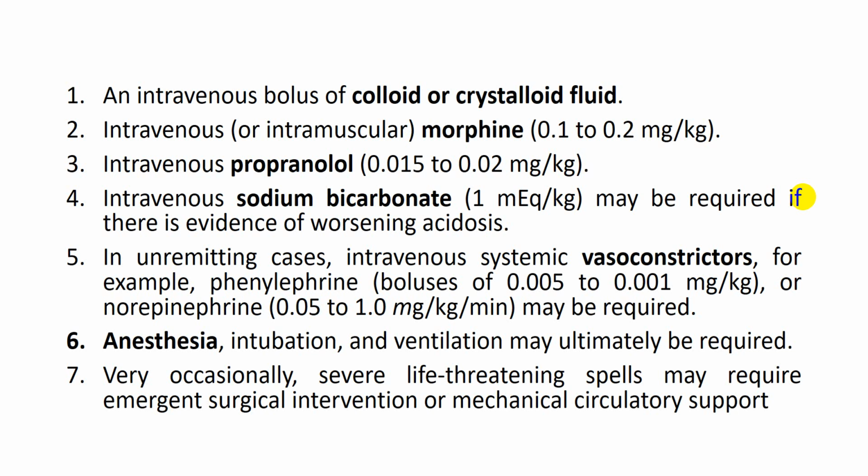If there is no response, then the third step is intravenous beta blocker propranolol, 0.015 to 0.02 milligram per kg. Again, this is to decrease the catecholamine surge, to decrease tachycardia, and sometimes to relieve some RVOT obstruction.